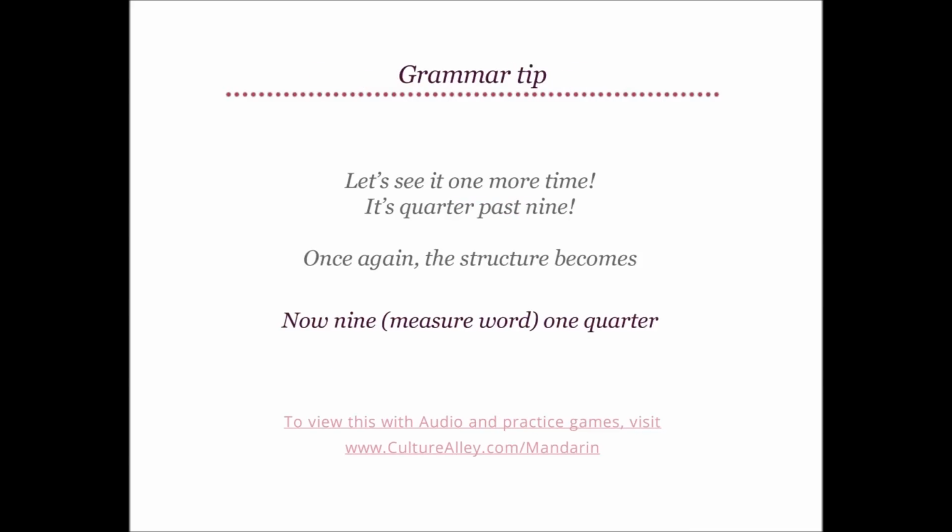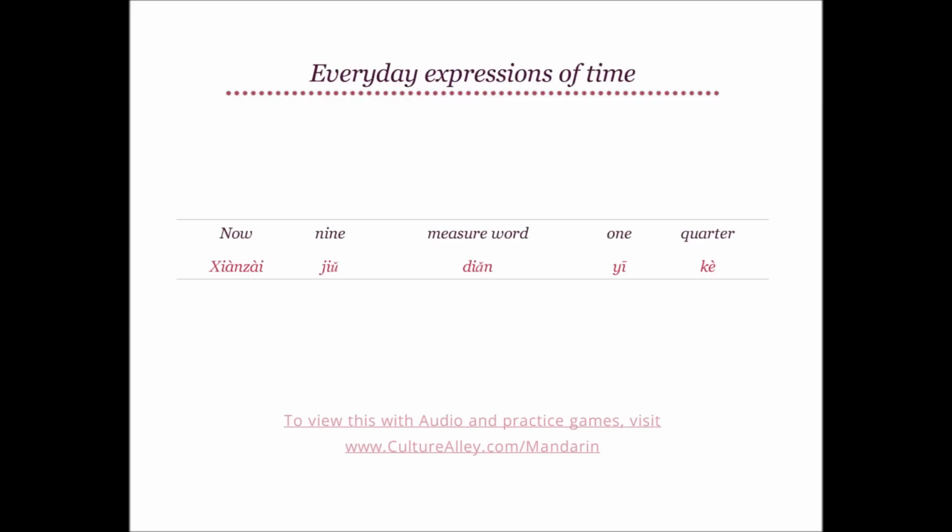Wonderful! Let's see it one more time. It's 9:15. By now, you are familiar with the structure, which becomes now 9, measure word 1/4. Now let's see how we translate it's 9:15 in Mandarin. It will become now 9, measure word 1/4. Let's break it up. Now in Mandarin is 现在.